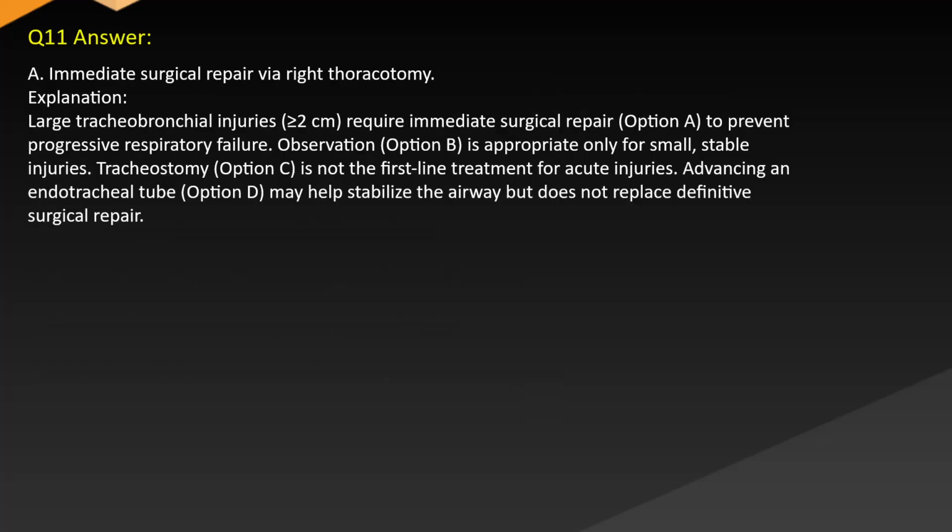Answer A. Immediate surgical repair via right thoracotomy. Explanation: large tracheobronchial injuries, 2 centimeters, require immediate surgical repair, option A, to prevent progressive respiratory failure. Observation, option B, is appropriate only for small, stable injuries. Tracheostomy, option C, is not the first-line treatment for acute injuries. Advancing an endobronchial tube, option D, may help stabilize the airway but does not replace definitive surgical repair.